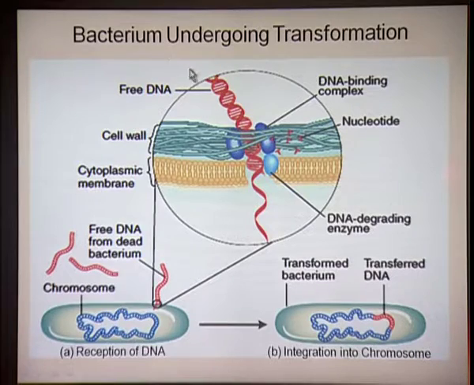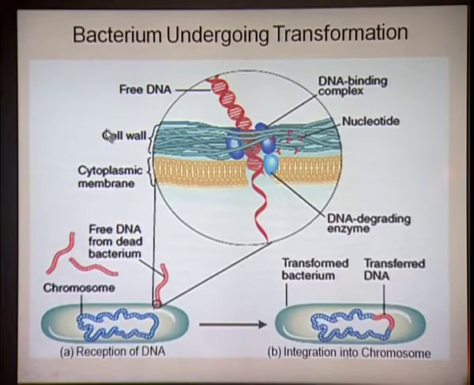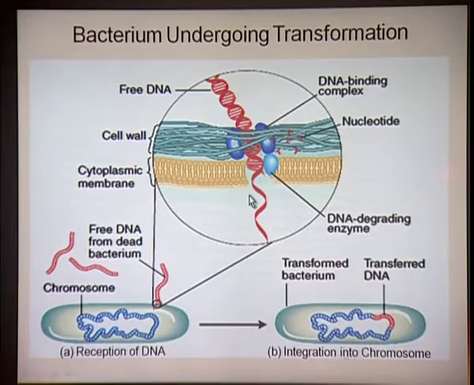First of all, the DNA which is lying outside remains as a double-stranded DNA and it binds to the cell wall. There are certain DNA binding proteins on the cell wall which bind the DNA and allow the entry of the DNA from the cell wall through the cytoplasmic membrane. In the cytoplasmic membrane, there actually exist certain DNA degrading enzymes that convert this double-stranded DNA into a single-stranded DNA.